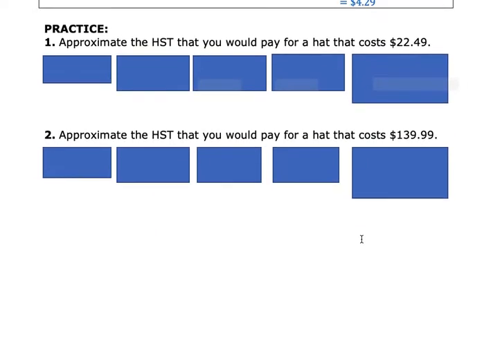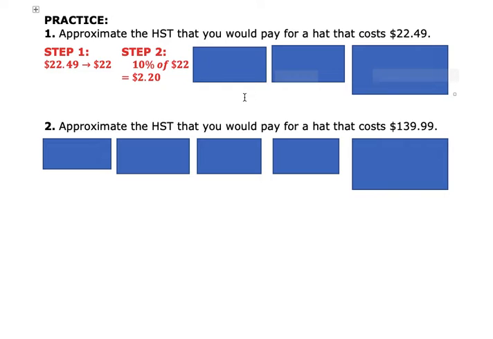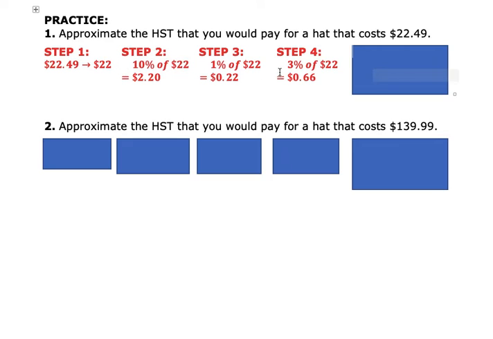Let's try some on our own. If you want to practice this, this is a great time to pause the video. Approximate the HST that you would pay for a hat that costs $22.49. So the convenient amount would be $22. That is rounded to the nearest dollar. 10% of this is $2.20 by moving the decimal place 1 space to the left. And then to find 1% of $22, we move the decimal space over 2 spaces. So 2 spaces, that's 22 cents. And then 3% is triple this value, and that's 66 cents. So we can add 10 and 3% to approximate 13%. So $2.20 plus 66 cents, that's equal to $2.86.